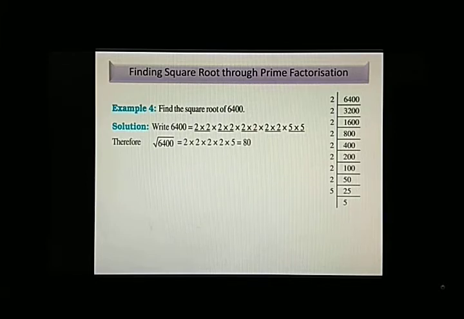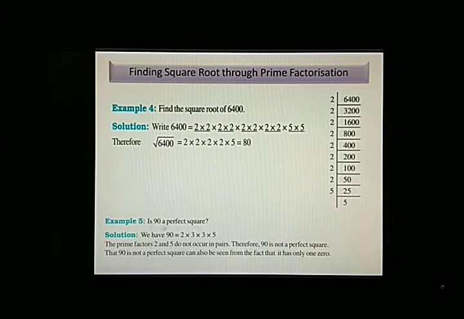Then in that case, how can we find out the square root? Definitely we can't. But we have to first check whether the number that is given to us is a perfect square number or not. For that, let us see, if the question has been asked, is 90 a perfect square?